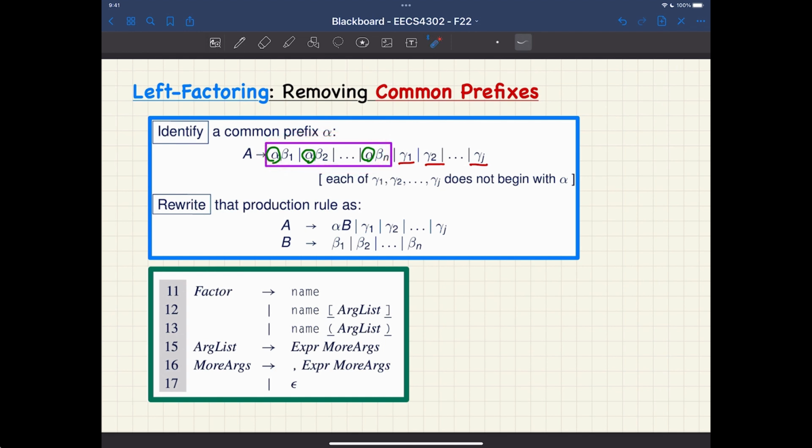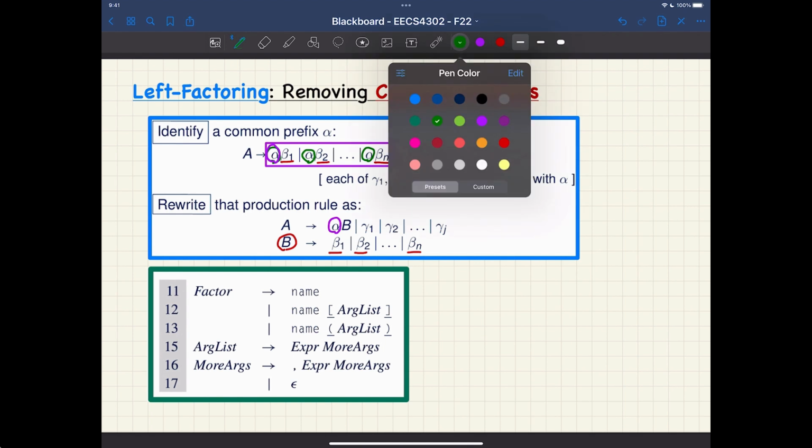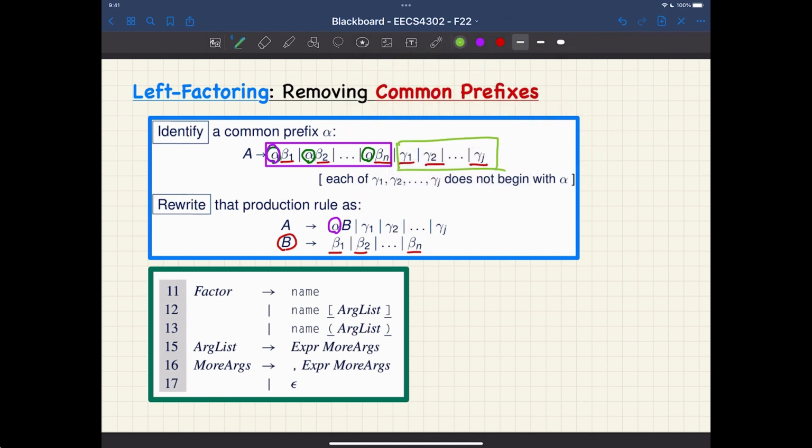So what we can do is simply say, this is a common prefix, alpha, we'll simply put it here. And then after that, it can be either beta 1, beta 2, or beta n. So they are basically turned into just another variable, beta 1, beta 2, all the way to beta n. And for the rest, gamma, we simply put them here, just the same. That's the general rule. But let's apply that right away.